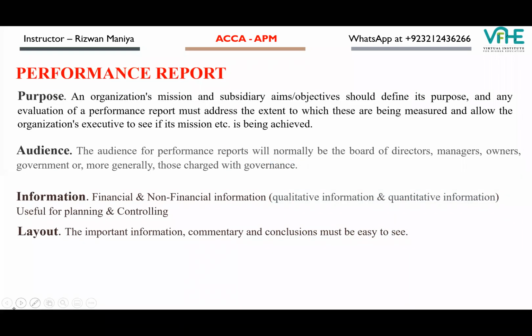So, what exactly is a performance report? You all know that strategic management usually requires a summary. We call that summary a dashboard, or a performance report. This performance report is used by the strategic management, or I would say the board of directors. And using this report, what exactly do they do? They assess the performance of the organization.